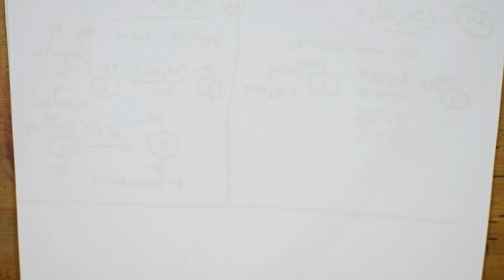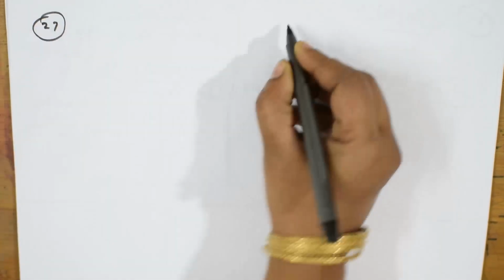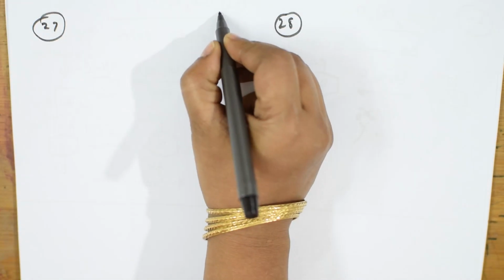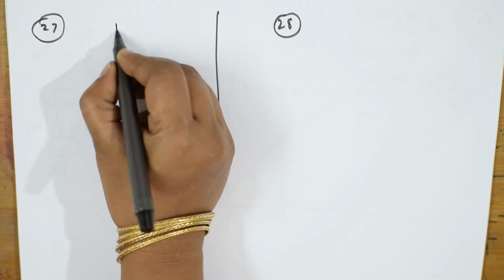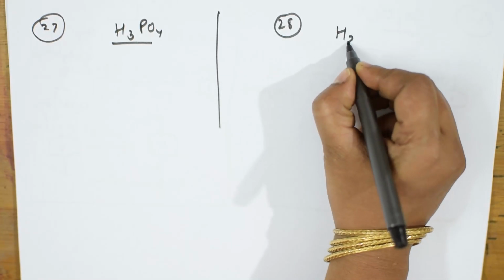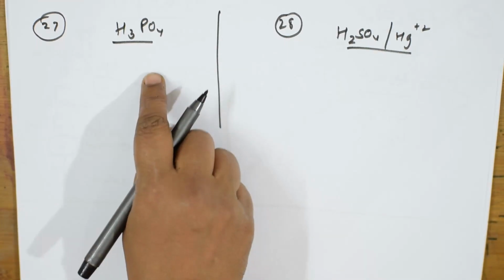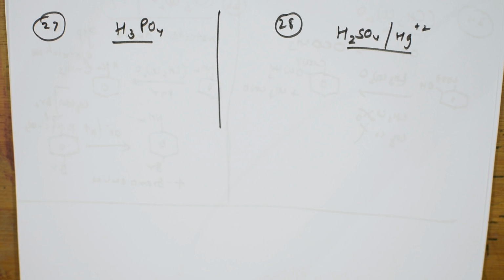Suppose now which one have we seen? We have seen the 26th one. Let's see the 27th one. Here I'll write the 28th one. Suppose in the exam paper, if you see phosphoric acid, in the exam paper, if you see sulfuric acid in the presence of Hg plus 2. Phosphoric acid also helps in hydration. What does it do?